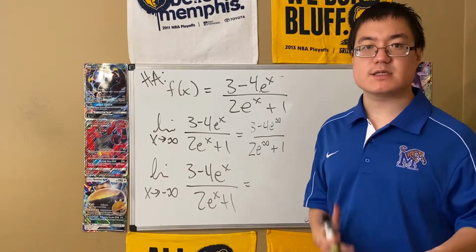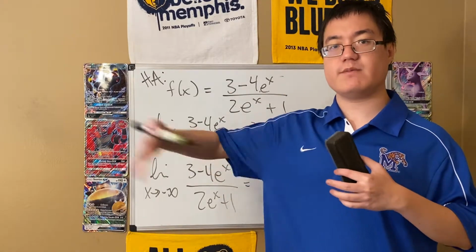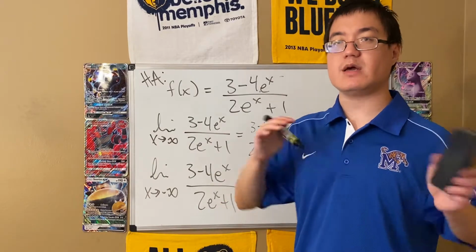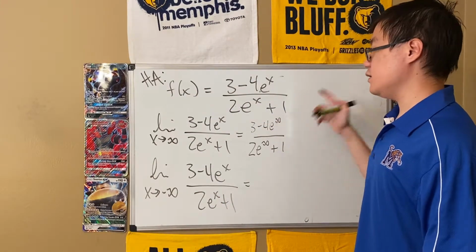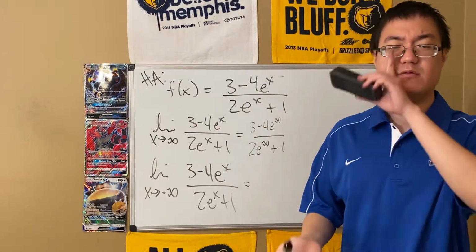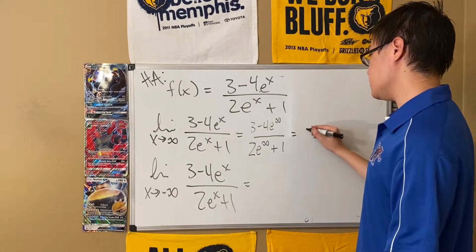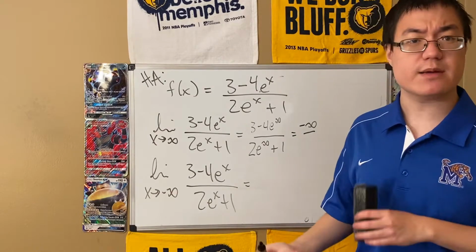Well, e to the infinity is the same thing as infinity, because if you have e and you keep multiplying it by itself a bunch of times, you're going to get bigger and bigger numbers. So all of this is going to be infinity. It will be negative infinity. 3 minus negative infinity will still be negative infinity. So this is going to be negative infinity over, and on the denominator will be the same thing.